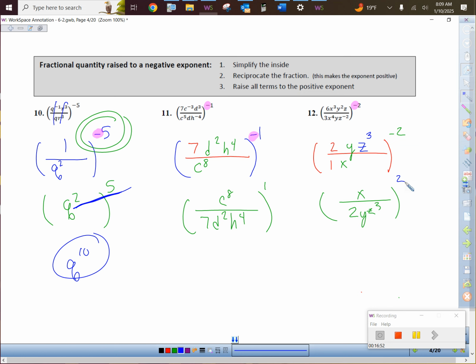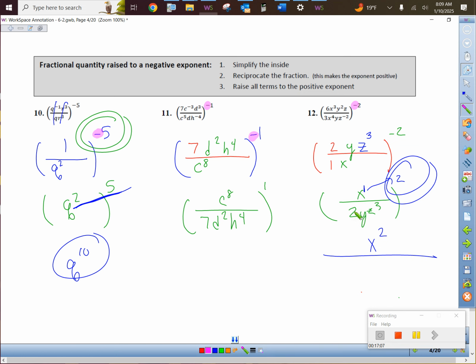And now everything in there gets squared. So this is multiplying the exponents. That would be x to the second. This little pink guy is a coefficient. He is a number. You just raise him to that power, and he will turn out to be a 4. And y to the second, z to the 6th.